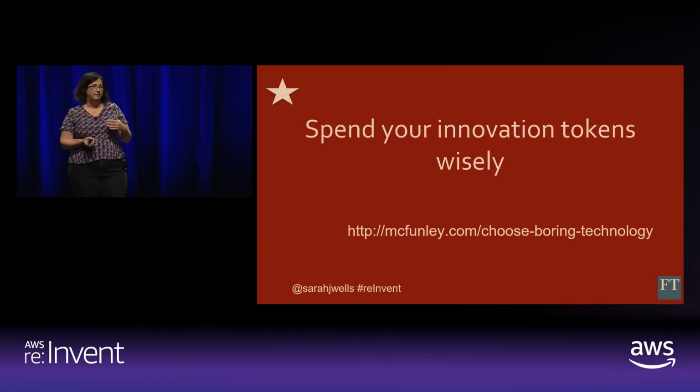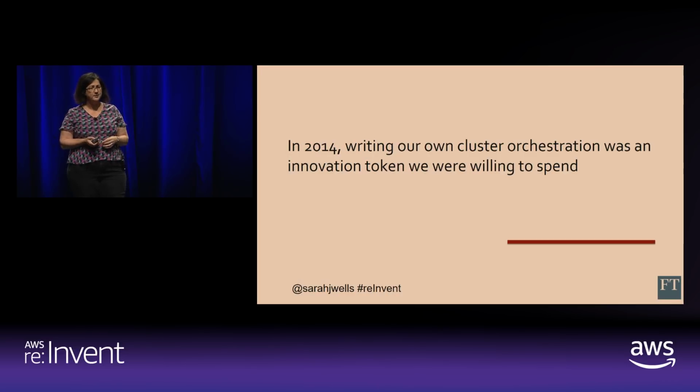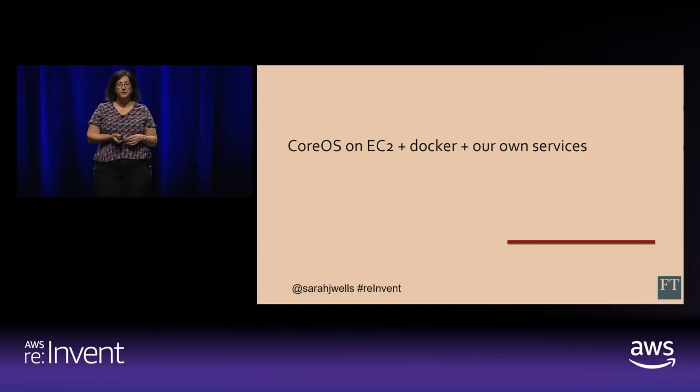Maybe you adopt a new database that's never been used before. Well, that's an innovation token. Maybe you're using a new programming language, same thing. In 2014, writing the cluster orchestration was definitely spending an innovation token, but it was worth it for us because we thought the cost saving and the time saving of moving to containers would make it worthwhile. So we built our own container platform on CoreOS because it's a cut down Linux distribution designed from the ground up to manage deployment of Docker containers.